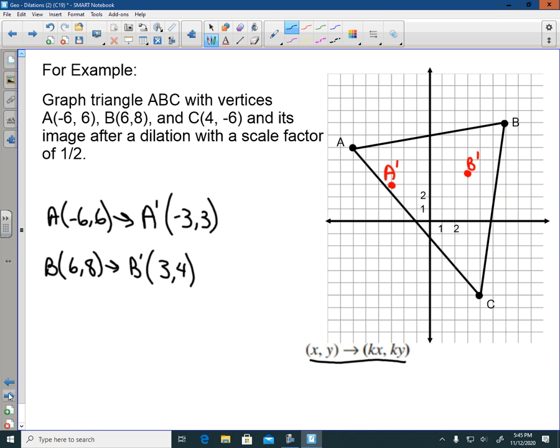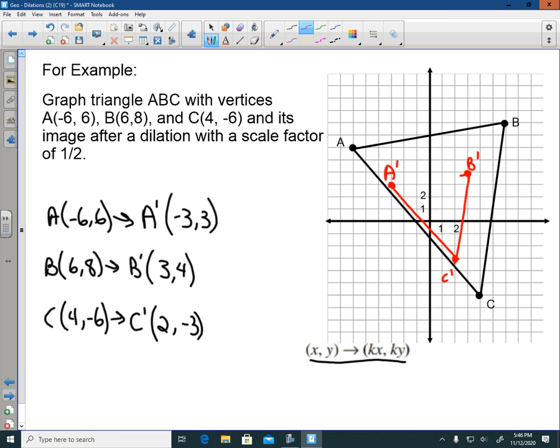Last one, C is at 4, -6, and we want to transform it to C prime, so we're just going to divide those numbers in half. Half of 4 is 2, and half of -6 is -3, and so we have a new point at 2, -1, 2, 3. This is the location of C prime.